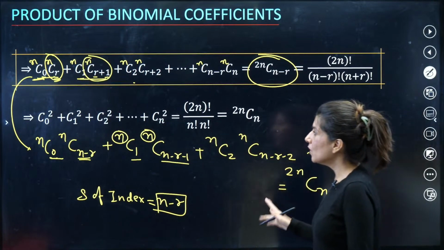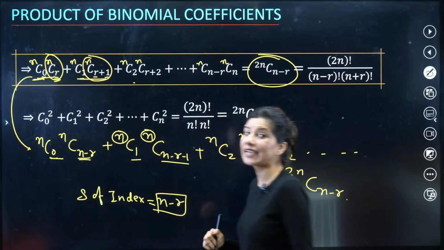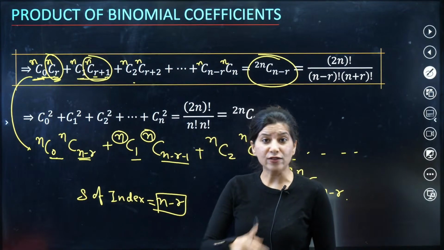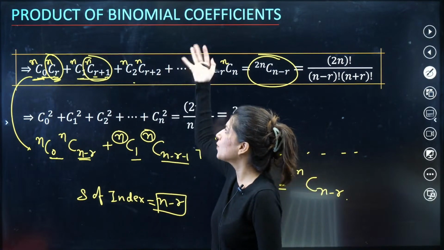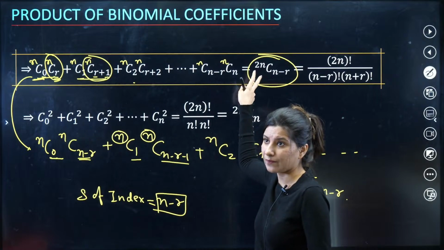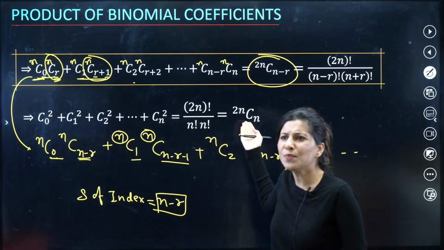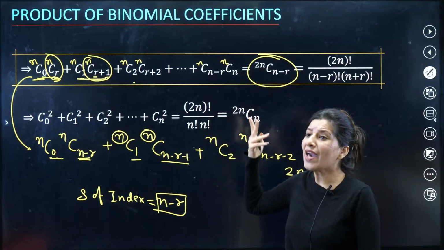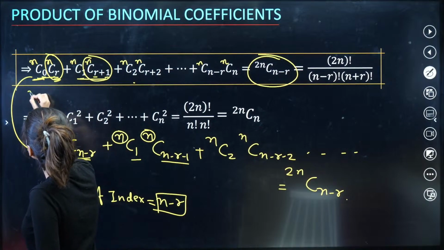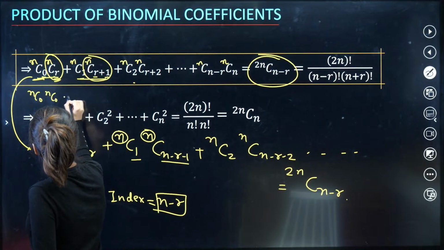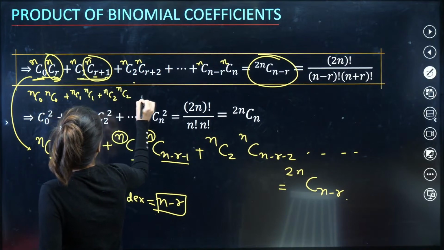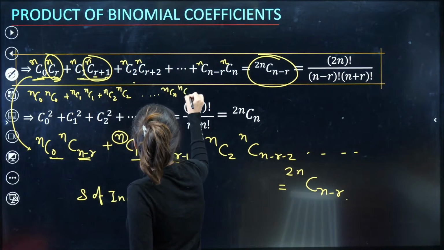Now, let us apply the same thing to the second property, which is C0 square plus C1 square plus C2 square. You will ask me, ma'am, you are saying product, but this is not even a product, this is a square. Square means product. Can you see this is NC0 into NC0, then we have NC1 into NC1, then NC2 into NC2, and last we have NCN into NCN.